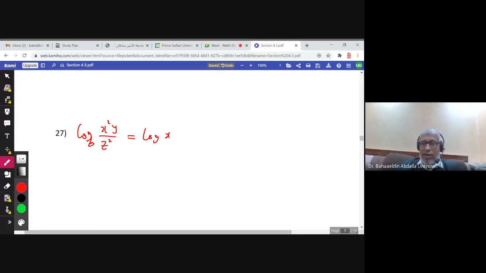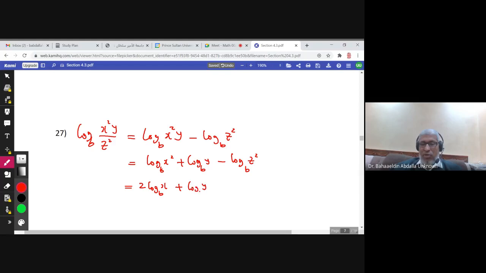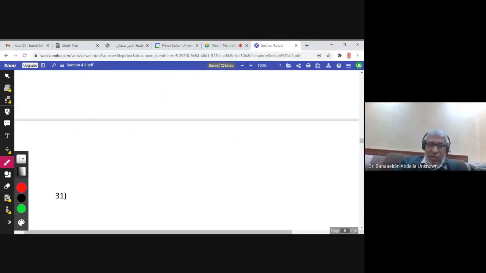Okay. Log x square y to the base b minus log z square to the base b. This is using the quotient rule. Then I can use the product rule: log x square b plus log y to the base b minus log z square to the base b. Third, I can use the power rule. So 2 log x to the base b plus log y to the base b minus 2 log z to the base b. So here I use the quotient, then the product, then the power rule.